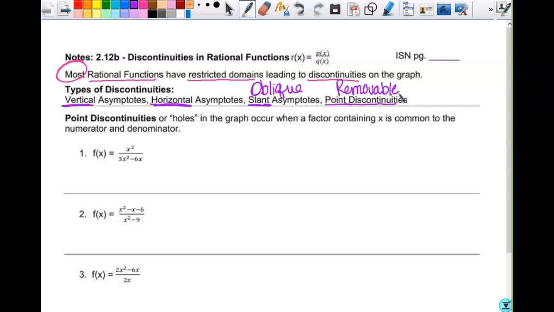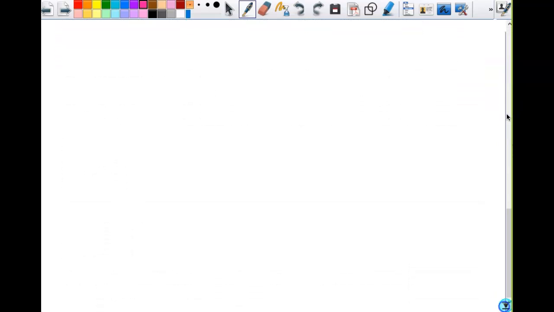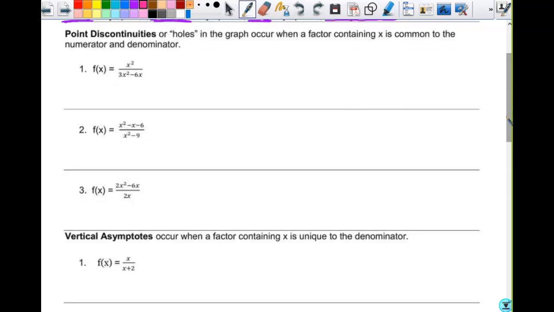Okay, so the first thing we're going to talk about are our point discontinuities or our holes. I know at the very least you've seen graphs that have holes in them because we've done that together. Whether or not you've graphed any or found them algebraically, I don't know, but we're about to do it. Point discontinuities, we are going to abbreviate as PD. Point discontinuities or holes in the graph occur when a factor containing x is common to the numerator and denominator.